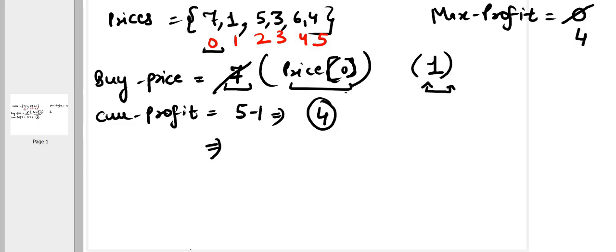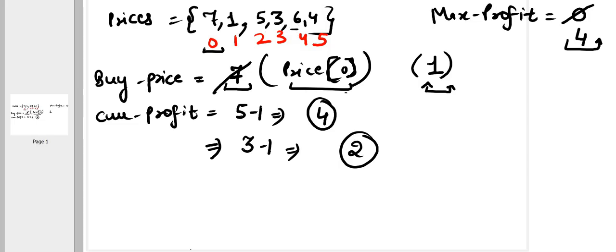So move on to the next index. Buy price is still 1 and we will see what is the next price. Next price is 3. That means you can try to sell it at 3. 3 minus 1, which is 2. Still the maximum profit remains 4.